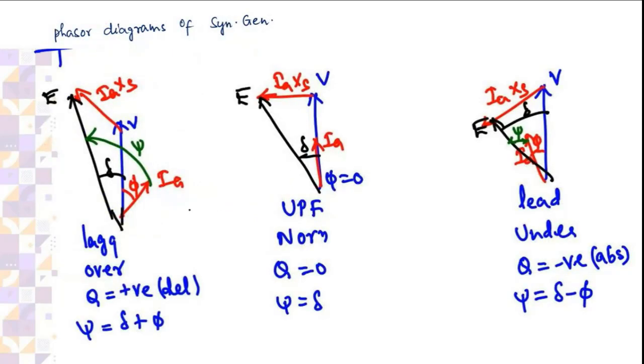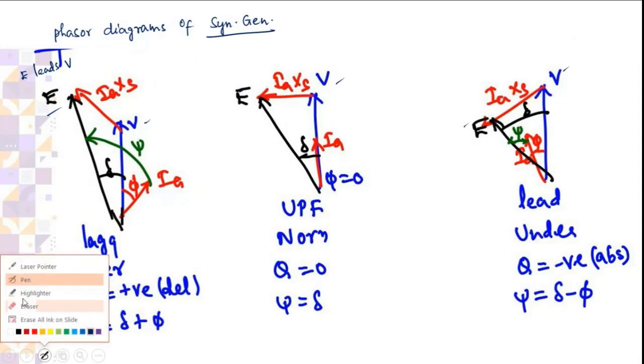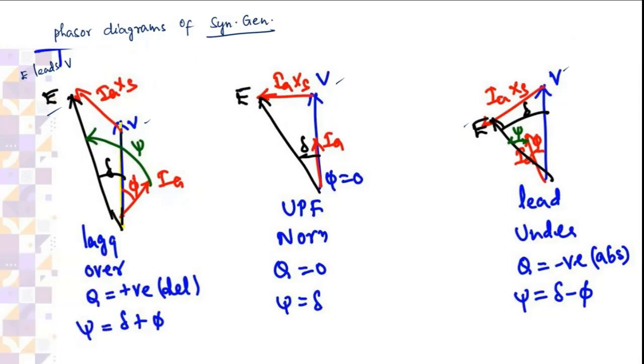And if you see the phasor diagrams of the synchronous generator, remember in the generator, E leads V. E leads V, in any case, whatever the power factor, E leads V. Okay. So as it is a generator, the terminal voltage plus drop is equal to the induced EMF. So if you see here, terminal voltage plus drop is equal to the induced EMF.